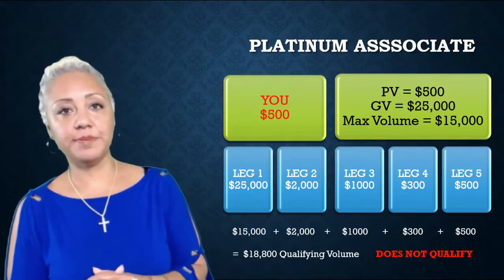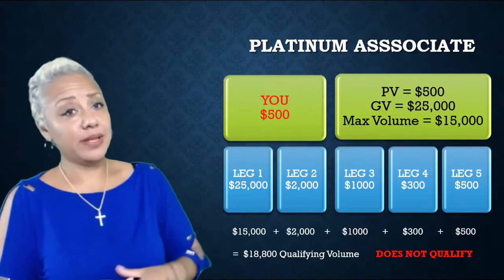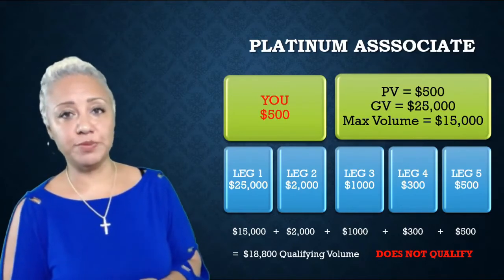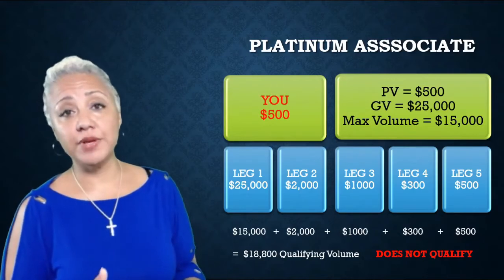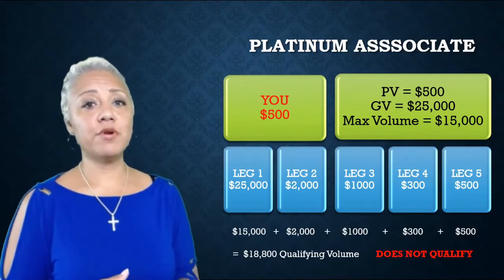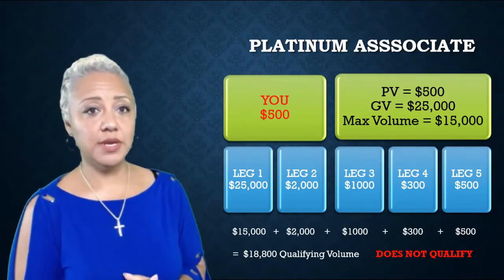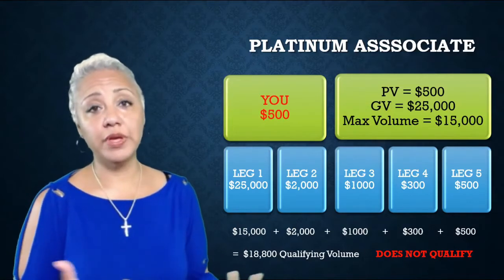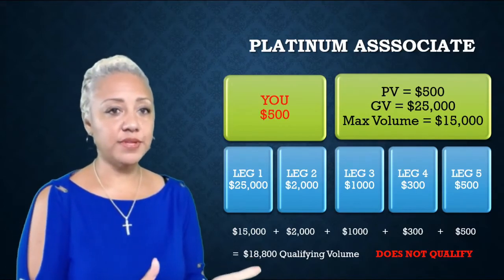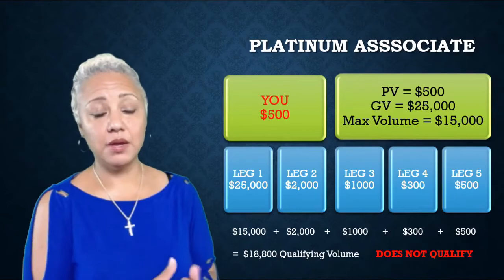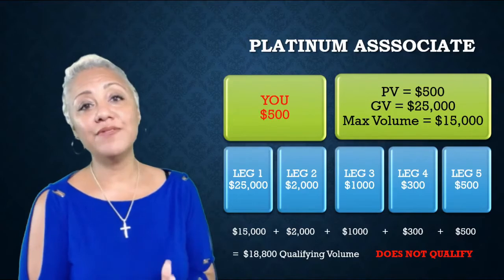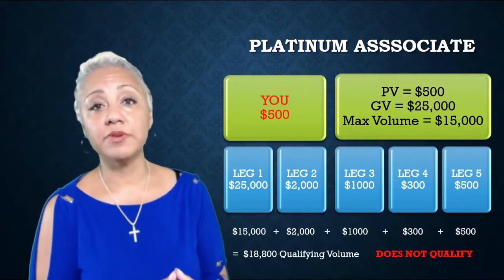So in this example, for a Platinum Associate, the volume can come anywhere from your downline, provided it is somewhat evenly distributed. Leg 1 has 25,000. Leg 2 has 2,000, leg 3 has 1,000, leg 4, 300, and leg 5 at $500. Looking at this model, one would think, okay, I've hit Platinum Associate. This person has more than $28,000 in volume. However, only 15,000 of it is the max volume which can come from any particular leg.